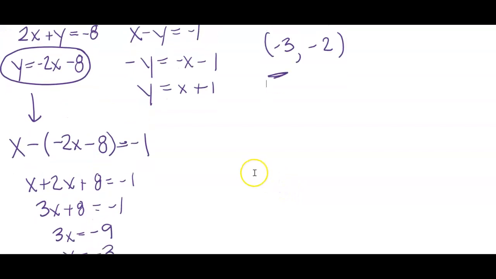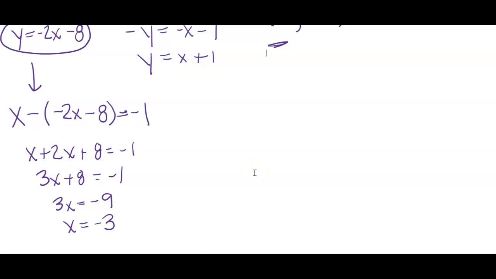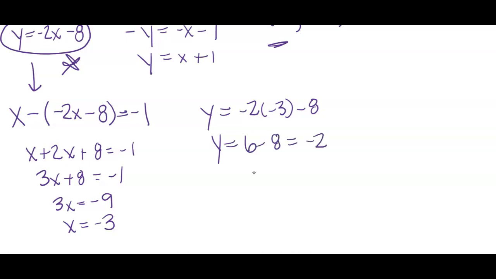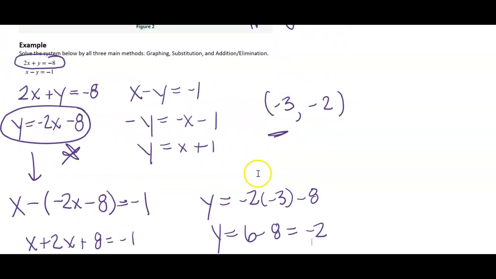I'm solving the same system, just in a different method, a different way. And then I can plug that back in to solve for y. And I can plug into either one. I just chose this one since that's the substitution equation that I used. So I get 6 minus 8, which is negative 2, and you can check, and that's what we got here when we graphed as well.